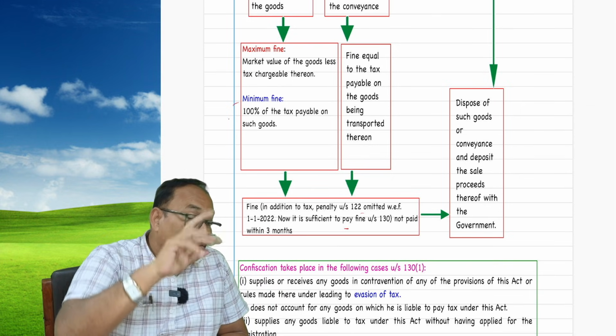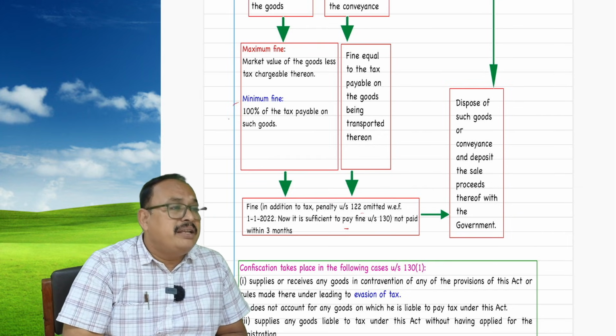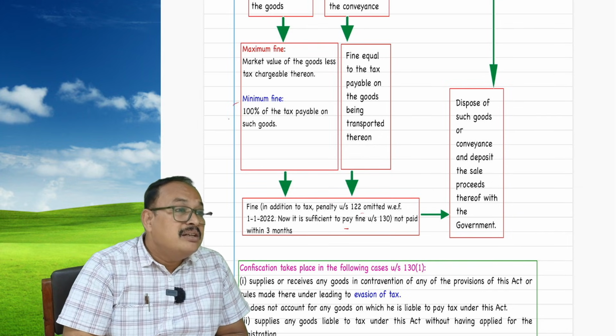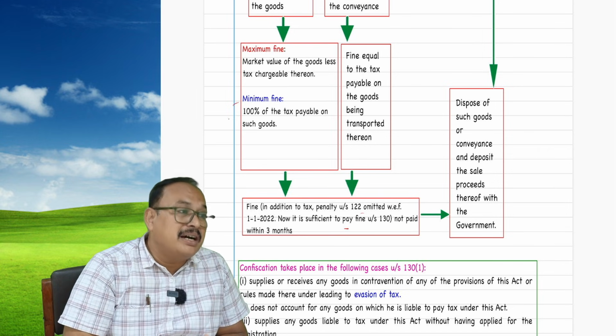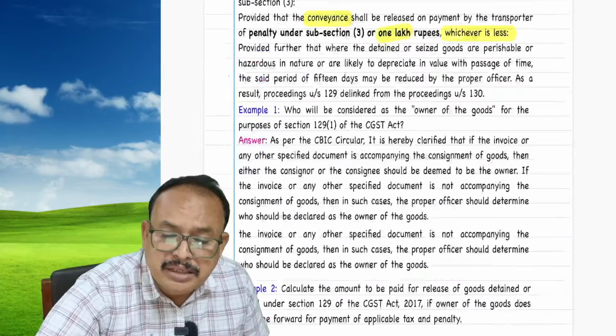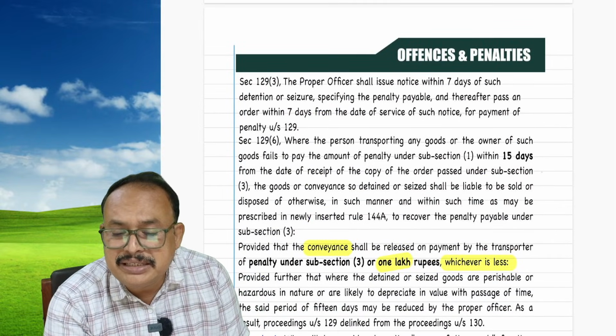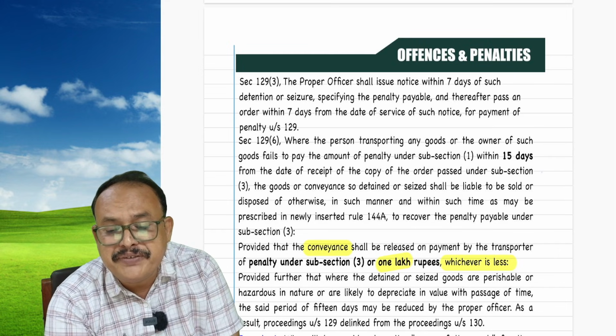What about section 129? The penalty should be paid within 15 days from the date of passing the order. Section 129, time period to pay: the time period mentioned here is within 15 days of passing the order.